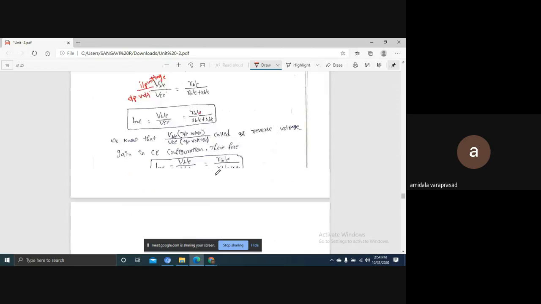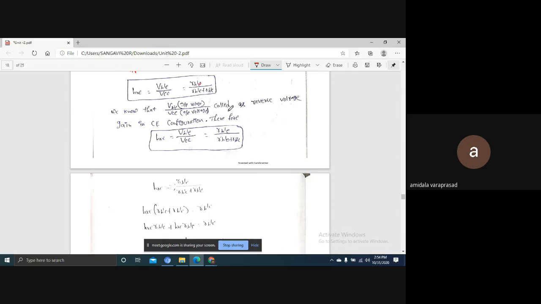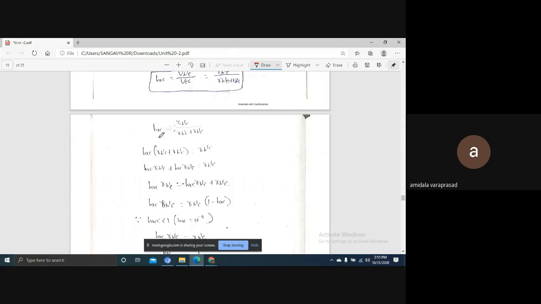Now we know that. Here I have written that this is the reverse voltage gain. Now from this HRE, if you move this side, RB'C plus RB'E, we get HRE into RB'C plus RB'E, that is equal to RB'E. Now from here you can write HRE into RB'C by RB'C, that is equal to minus HRE into RB'E plus RB'E. From this, if you take RB'E common, 1 minus HRE.